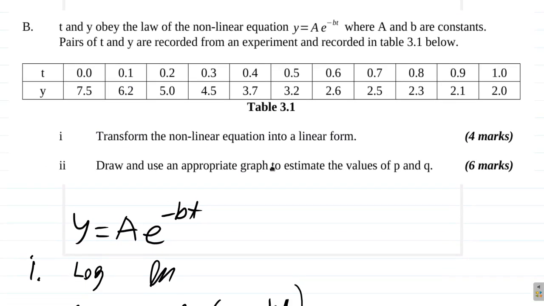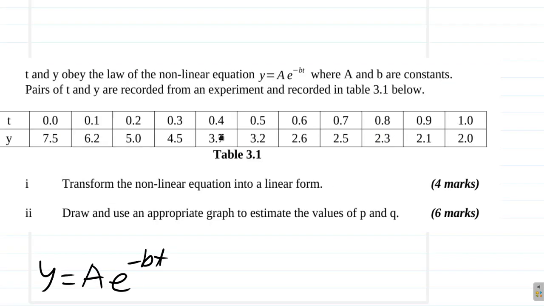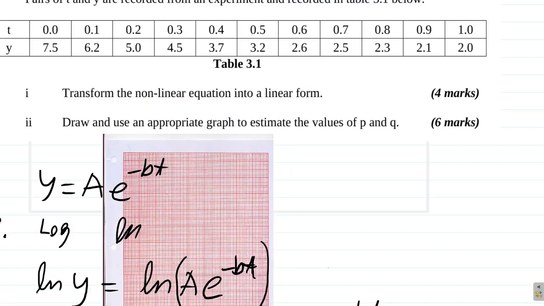Our nonlinear equation. After that, they say draw and use an appropriate graph to estimate the values of p and q. Now this part is only 4 marks. It is 4 marks, good. But this part, it should be more than 6 marks. Drawing a graph is a lot of work, you know. Anyway, I have a graph paper up here. See if we can use it somewhere here and deal with the graph part of things. Let me expand the graph paper.